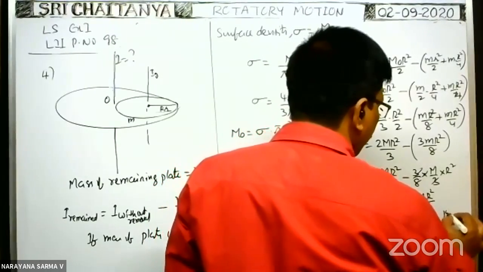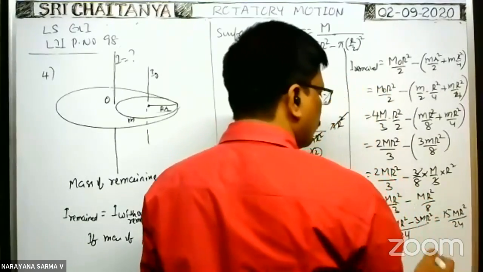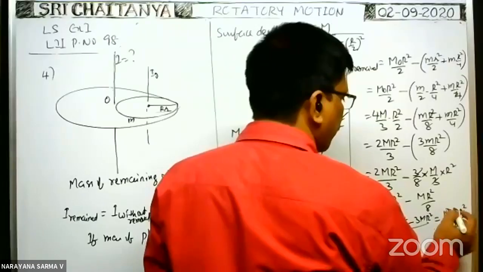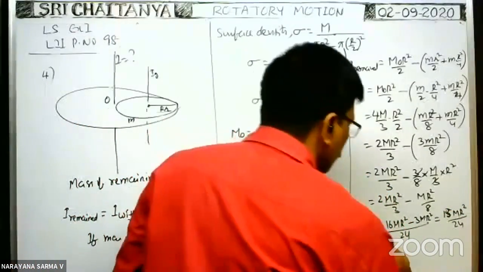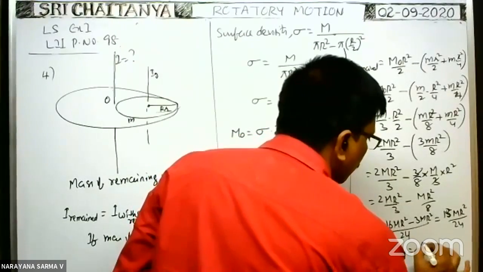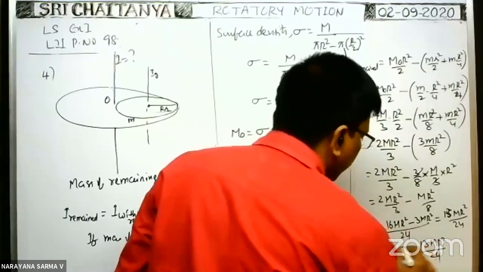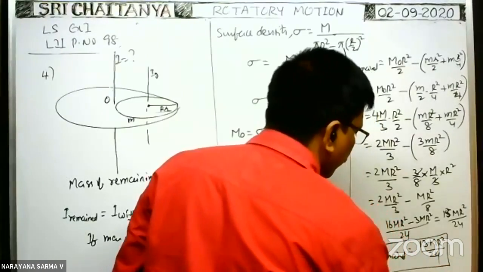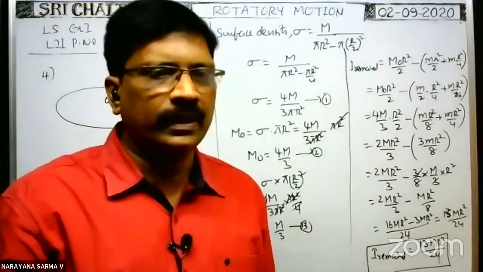That is equal to 13 mr square by 24. Sorry, 13 mr square by 24. Yeah, that is the only answer. So the remaining moment of inertia is equal to 13 mr square by 24. That is the answer.